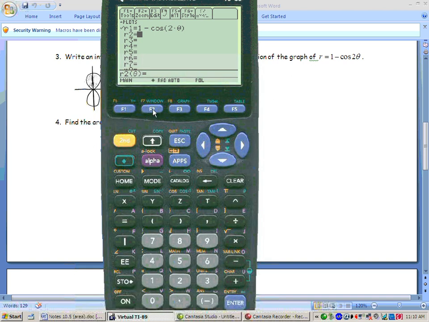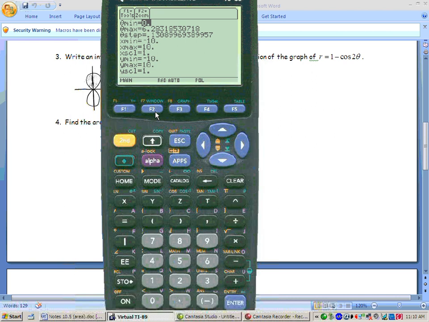And for your window, your theta min and max needs to be between 0 and 2 pi, and the theta step is pi over 24. If you use pi divided by a number, then when you trace, you'll know when you hit exactly pi and pi over 2 and things like that, because you'll recognize those numbers. And for the x min and max and the y min and max, you may just have to play with that.